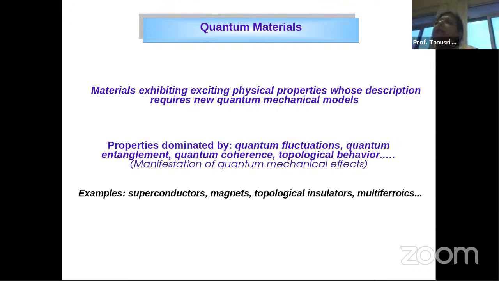So for example, take superconductors, which show zero resistance at a finite temperature. That happens at finite temperature. And taking the modern example of high-Tc cuprates, even in the tune of hundreds of Kelvin, this phenomenon is governed by the laws of quantum mechanics. So that is what I mean by quantum materials. The properties which even at finite temperature are dominated by quantum fluctuation, quantum entanglement, coherence, topological behavior, which are all manifestations of quantum mechanical effects even at finite temperature.